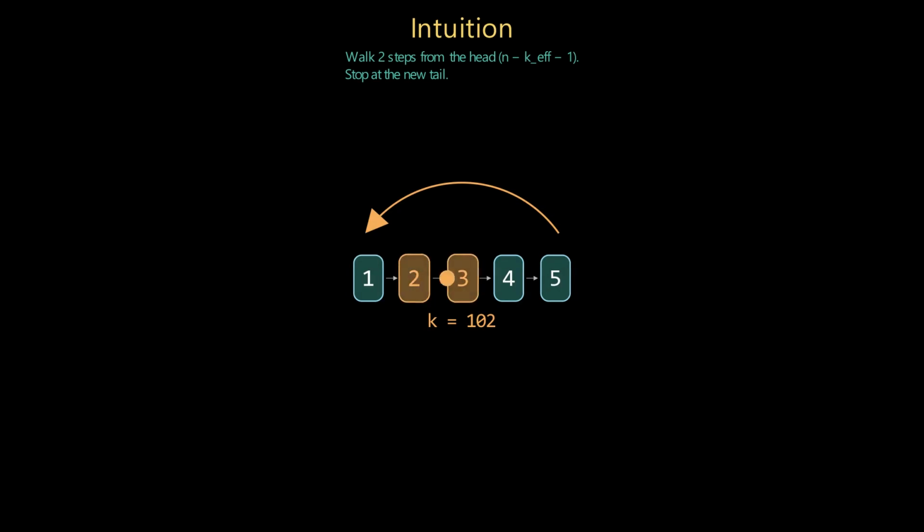Walk forward from the head along the ring. For a right rotation by the effective k, take n minus that k minus 1 steps, you land on the new tail, the back of the new line. Here n is 5 and k mod n is 2, so 5 minus 2 minus 1 equals 2 steps, first to node 2, then to node 3, that is the new tail.